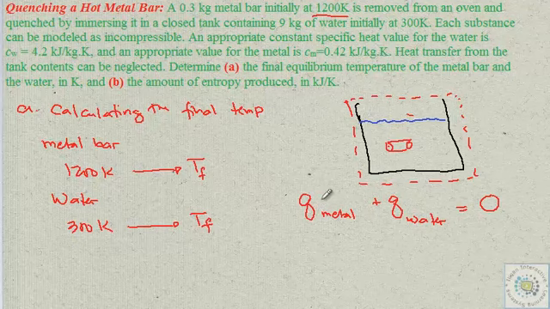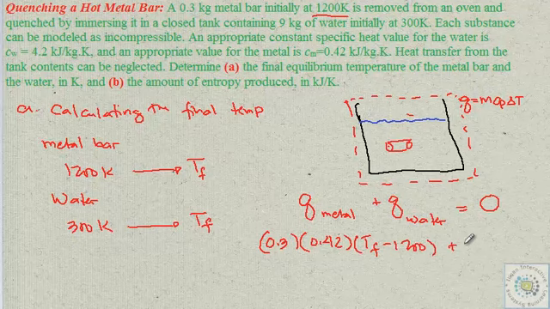Now, talk about Q. This is an incompressible system and a constant pressure process exposed to the atmosphere, a closed system, so we can simply have Q equal to m c_p delta T, where m stands for the mass and c_p, for water, is 4.2, and the other one is 0.42. So for the metal, the mass is 0.3 kilograms, the c_p of the metal is 0.42 kilojoules per kilogram Kelvin, and delta T is T final minus the initial temperature, 1200.